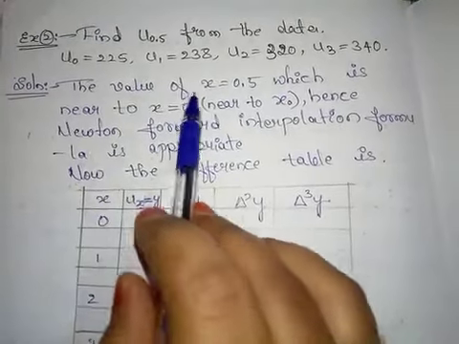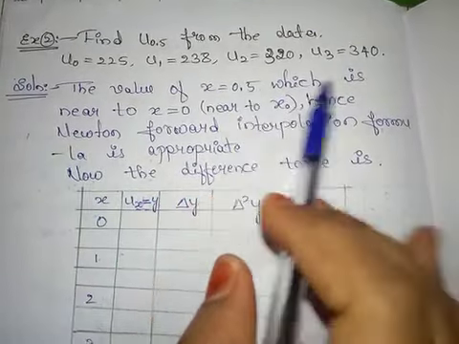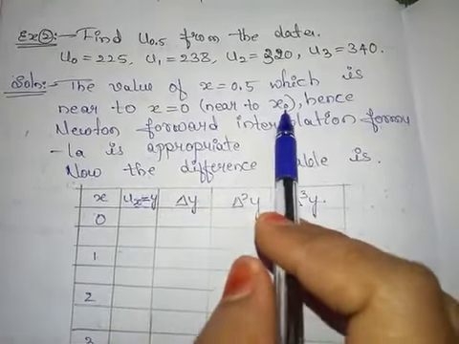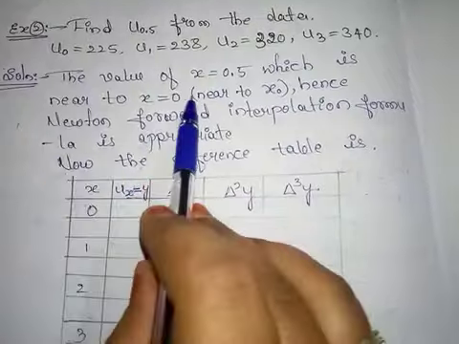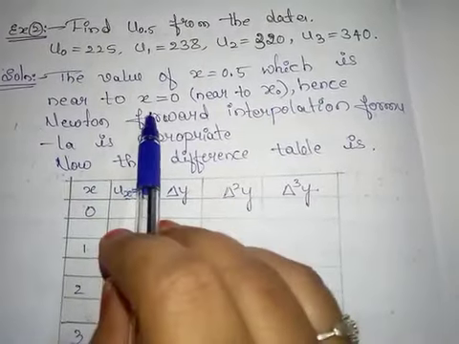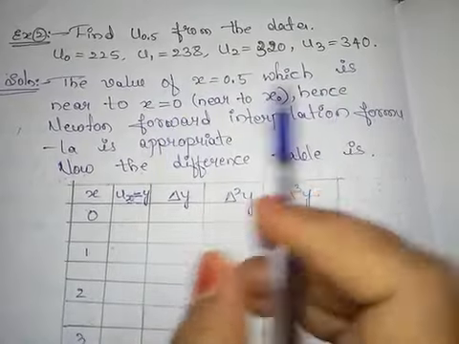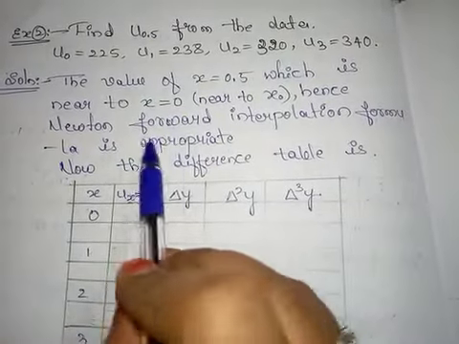Solution. The value of x is equal to 0.5, which is near to x naught. The first value is x naught here, which is 0, and the value of x, that is 0.5, is near to x naught. Hence Newton's interpolation formula is appropriate.